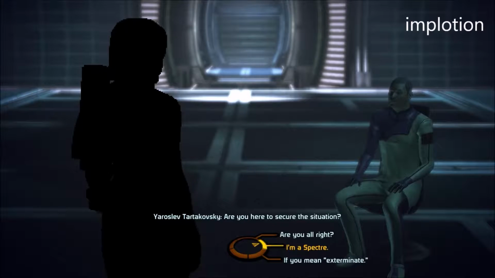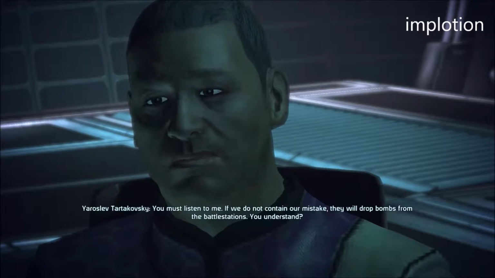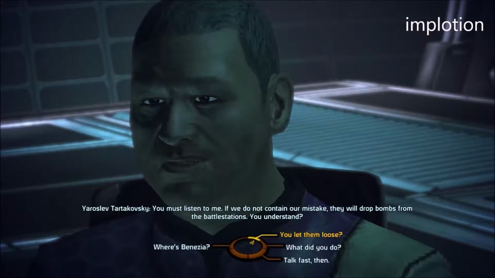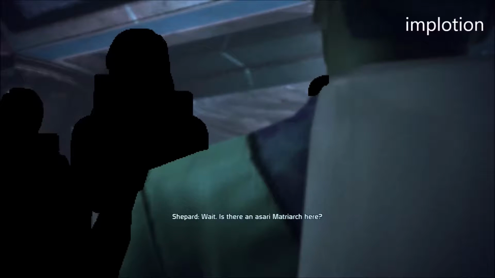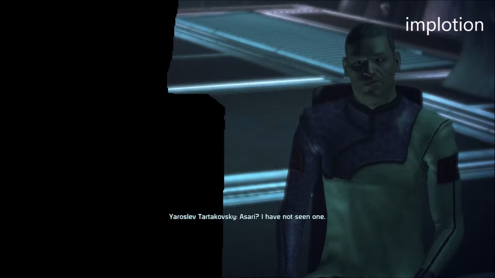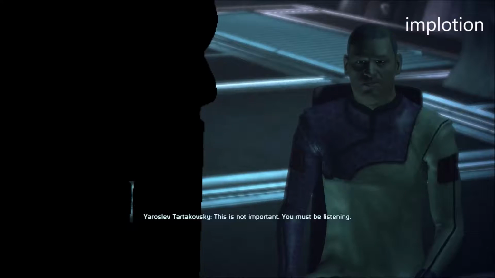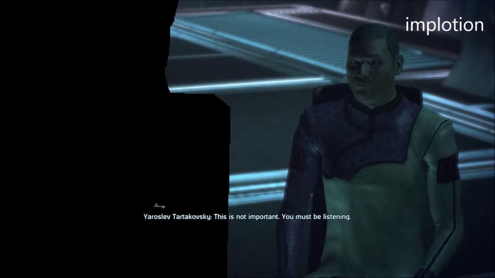Are you here to secure the situation? How are you holding up? You must listen to me. If we do not contain our mistake, they will drop bombs from the battle stations. You understand? Wait, is there an Asari matriarch here? Sorry? I have not seen one. She must be at Rift Station, Commander. This is not important. You must be listening.